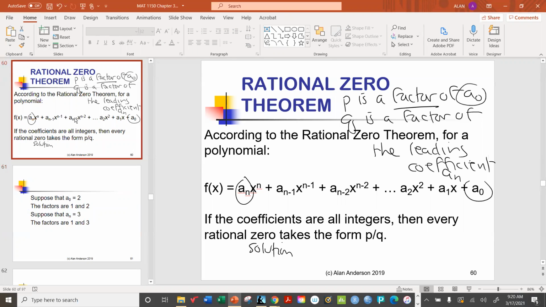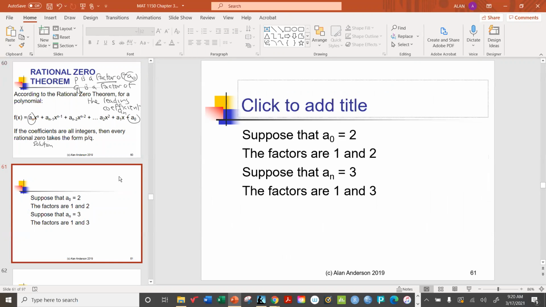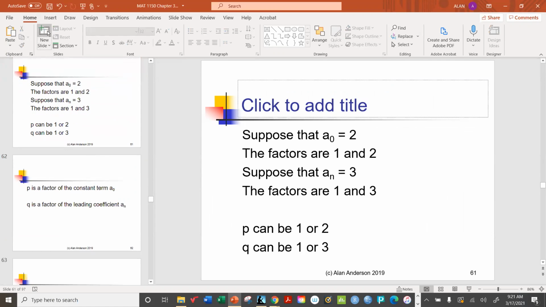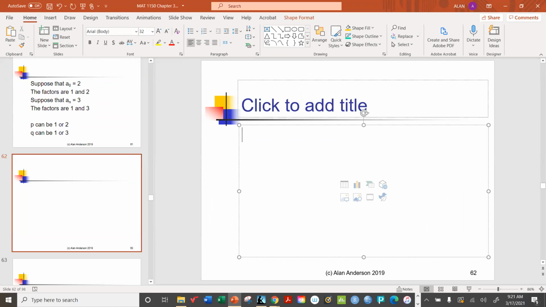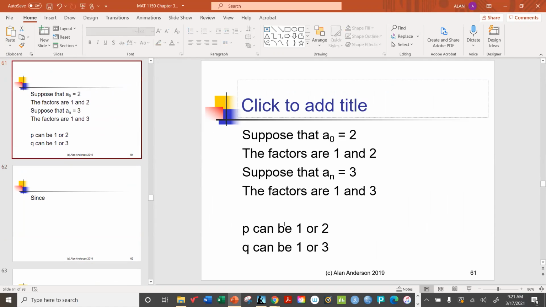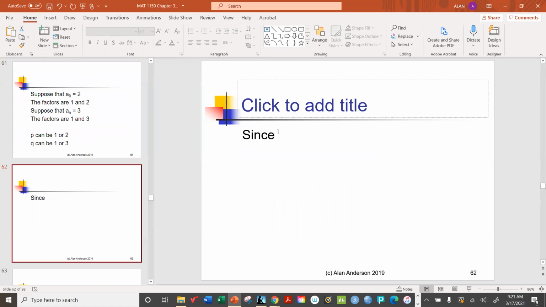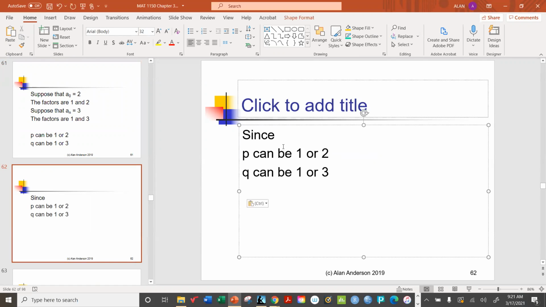Now, P and Q, therefore, P can take on 1 or 2, because those are the factors of A0. Q can be 1 or 3. Therefore, based on this result, let's put this back here so you can see it again.